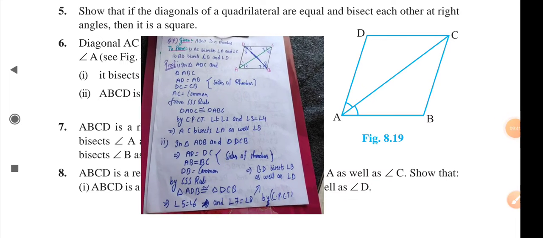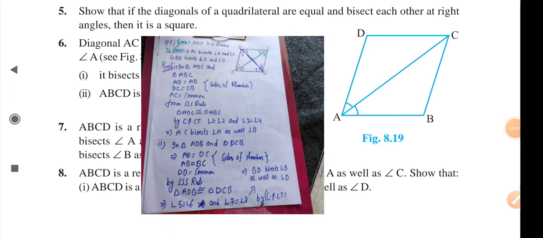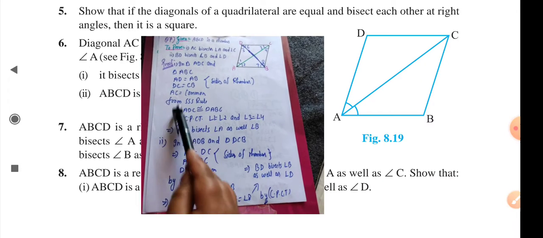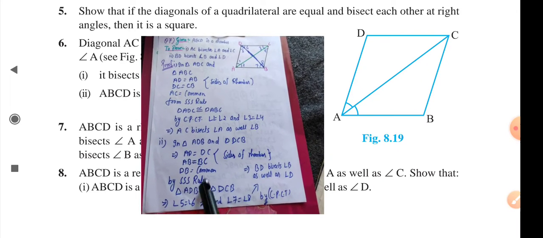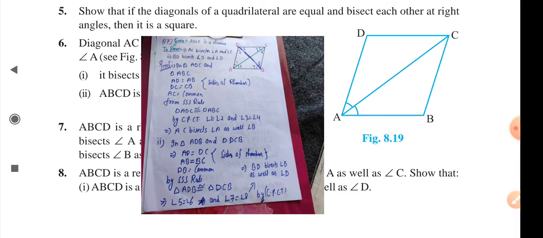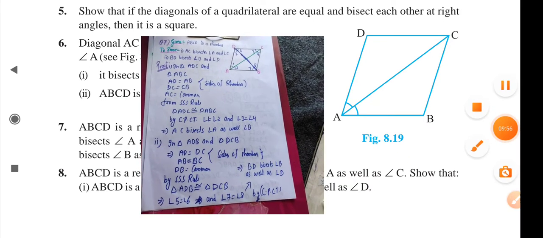So you can see that the second part I have done it for you also. For making the two triangles ADB and DCB, you will apply the same thing by SSS congruency. Both the triangles will be congruent. Hence angle 5 equals angle 6 and angle 7 equals angle 8, and thus BD bisects angle B as well as angle D.